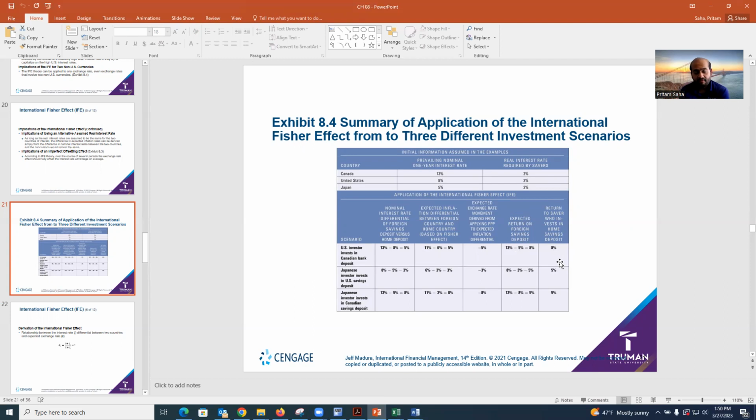So if you are a believer of IFE, it's better to invest money in the home country, because if IFE holds, currency value will be adjusted so that you should not be able to generate more money. And if you look through these two examples again, you're actually able to generate the same amount of return by investing in the home country.